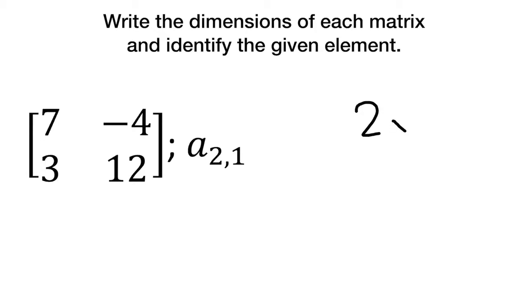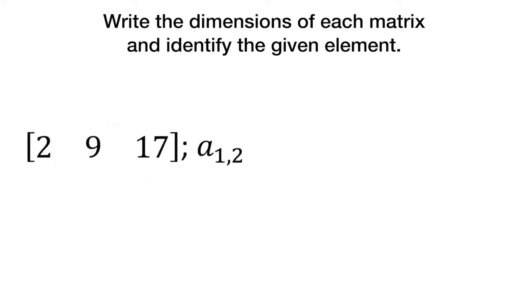I'm going to rewrite that. 2 by 2 matrix. Now, in this case, I am looking for row 2, so not row 1, but row 2, and then column 1, which means that my answer to A2,1 would be 3. Let's try that again just to make sure that we understand it.